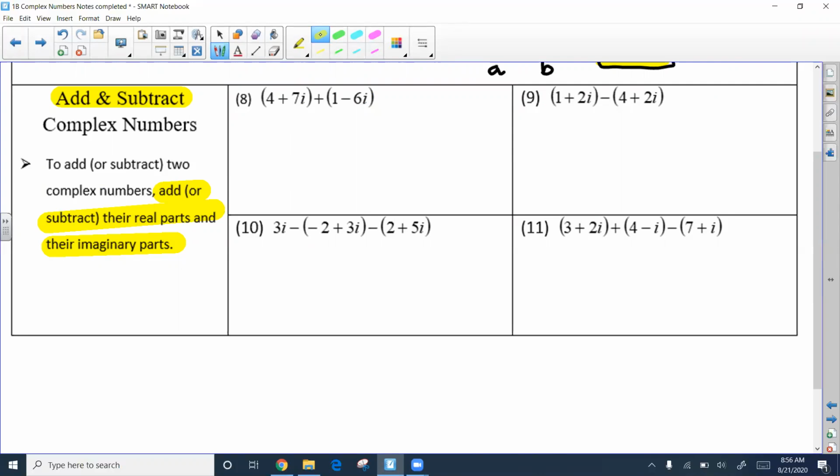All right, so let's do some examples, of course. Write down number 8. Notice the way these are written. 4 plus 7i is one complex number because it's in the form a plus bi, and 1 minus 6i is another complex number. So they're written in parentheses to show this is one complex number and this is the second one. All right, so write that example down: 4 plus 7i plus 1 minus 6i.